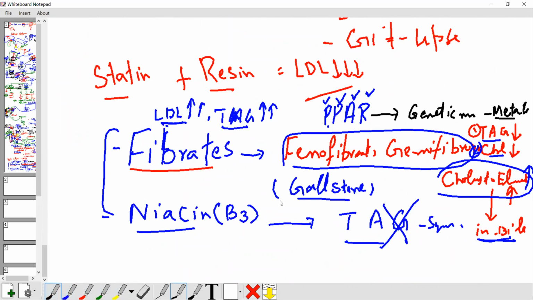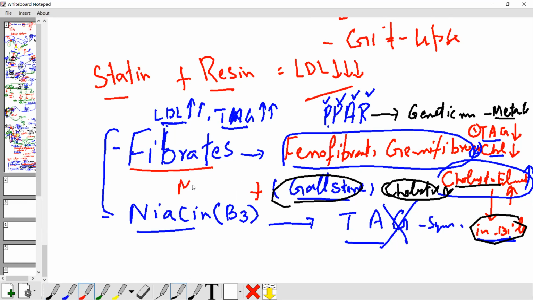Gallstone. You remember gallstone has two types: cholesterol stone and pigment stone. It's a cholesterol stone, okay. The elimination of extra cholesterol in the bile, if there is more elimination in the bile, more bile salt in the gallbladder precipitates to form the stone. So the fibrate side effect is gallstone.